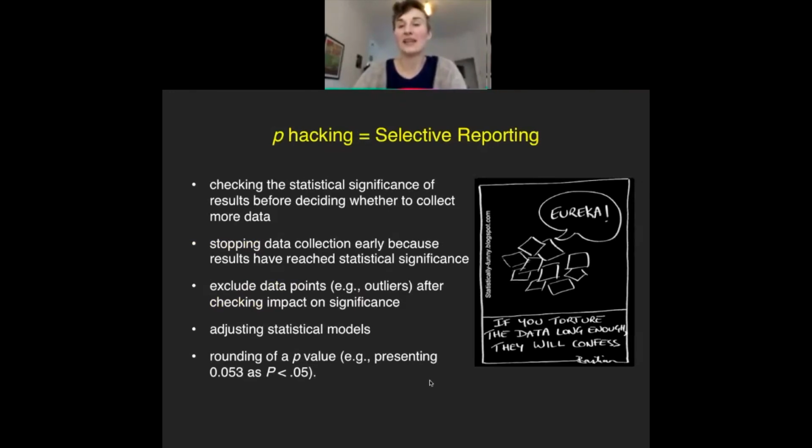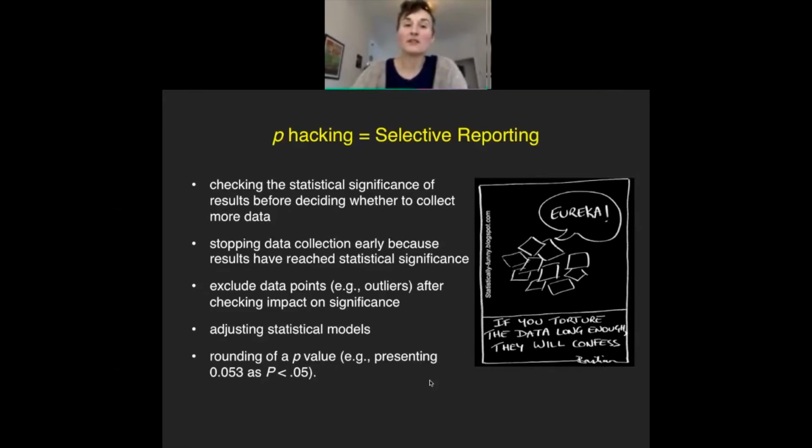So p-hacking is one of the questionable research practices. It's also called selective reporting. And I want to give you a few examples of p-hacking. One example would be that you look at your data and it just doesn't quite reach statistical significance. And you decide, well, okay, I'm just going to add a few more data points and then we see if it's significant. This is already p-hacking.